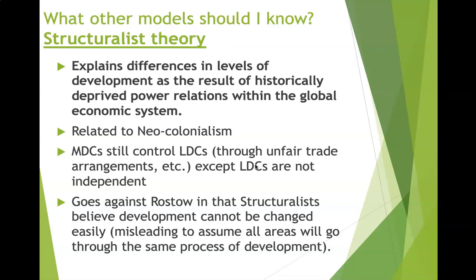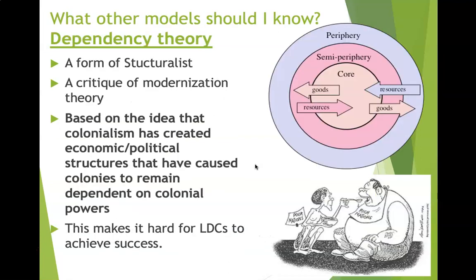So they're still kind of reliant on that. So the economic structure is what keeps LDCs, less developed, and MDCs, more developed, that way. It does go against Rostow, which we'll get to in our later theory. It's a response to Rostow, and you'll learn more about Rostow in 10.3, 10.4.